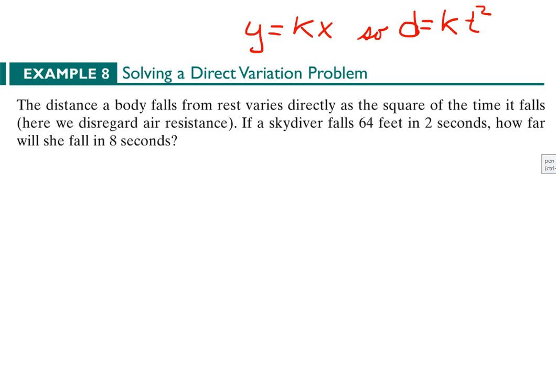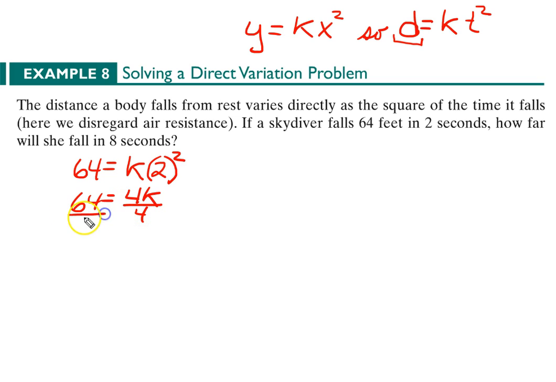So here we have a body at rest. Varies directly as the square of the time, so x would be squared here. But to make this a little easier to pick out, the distance that a body falls, k, to the square of the time, we're going to use t squared. So again, we have to solve. It says if a skydiver falls 64 feet, so 64 equals k. Now time is 2 that we're going to square. So you have to be careful here. So this becomes 64 equals k times, we need to do this first, 4k. We're going to divide both sides by 4. So we get k equals 16.